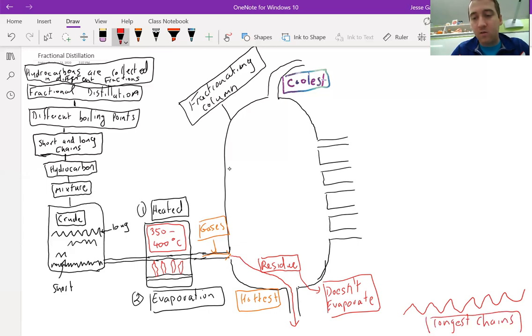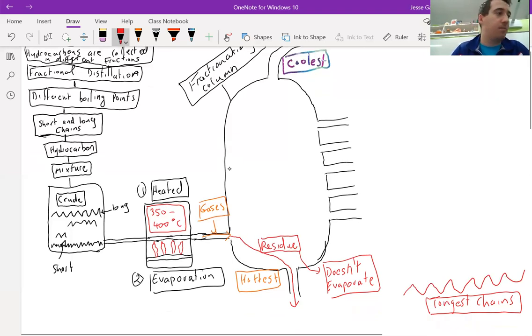Longest chains, which means they have the strongest forces between the particles and they need the highest amount of energy to make them evaporate. So 350 to 400 degrees wasn't enough energy to make them evaporate. Why? Because they have the longest chains and the strongest attractive forces between the molecules, and they are the longest molecules. Okay, now this is the residue at the bottom.